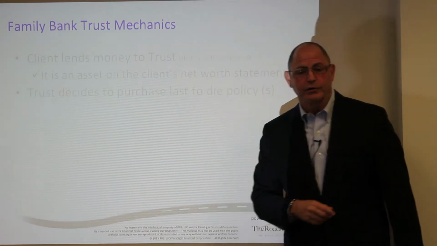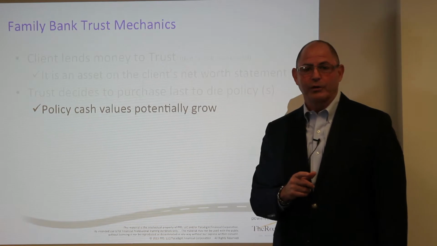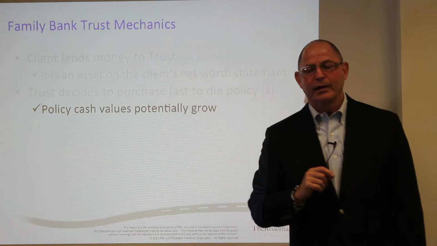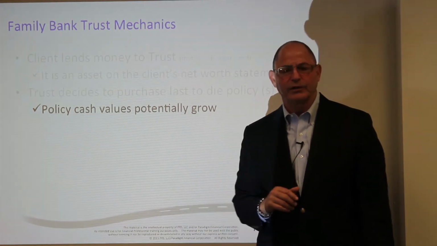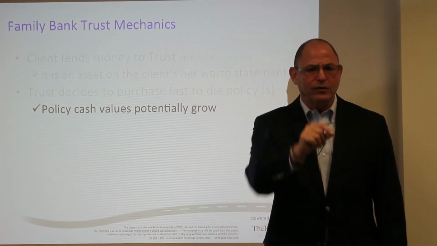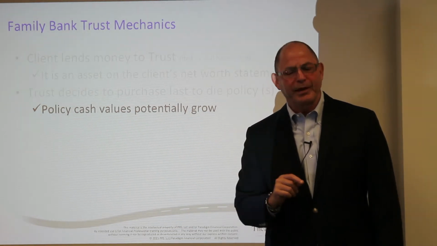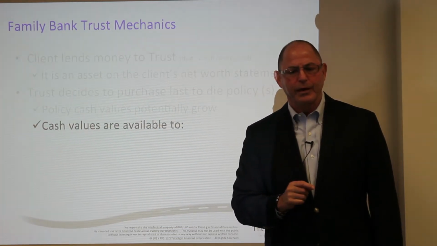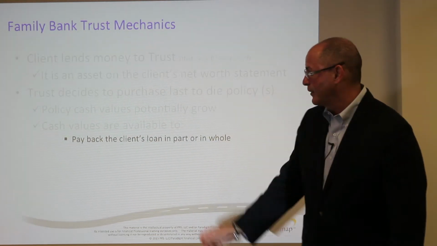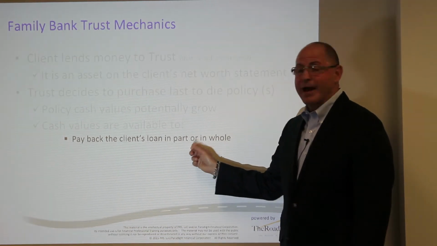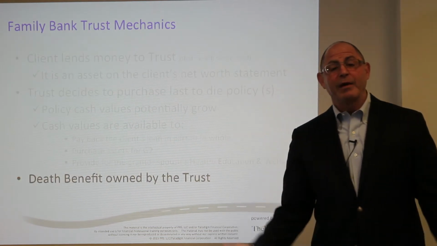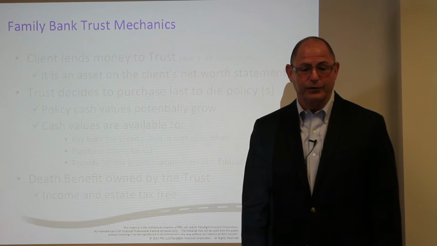The trust is going to purchase the policy. The cash values are going to grow. This is rarely a GUL. This is almost always an indexed single or joint life, depending on the complexities of the case. But I want the trust to be able to use cash values during the client's life to do things for trust beneficiaries, the kids, and so forth. Because having that cash available is important, not only to take advantage of the kids, but if the client ever wants any of this money back, the cash value will be there to pay back the loan that the client made. So, death benefit is owned by the trust, income and estate tax-free.